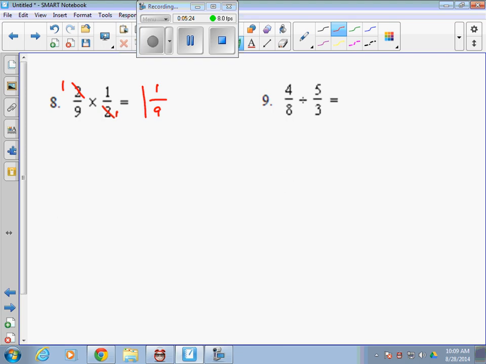If you just went straight across and got 2 times 1, you got 2. 9 times 2, you got 18. You divided it when you put 2 into both of them, into itself once and into 18 9 times. It came back to 1 over 9.